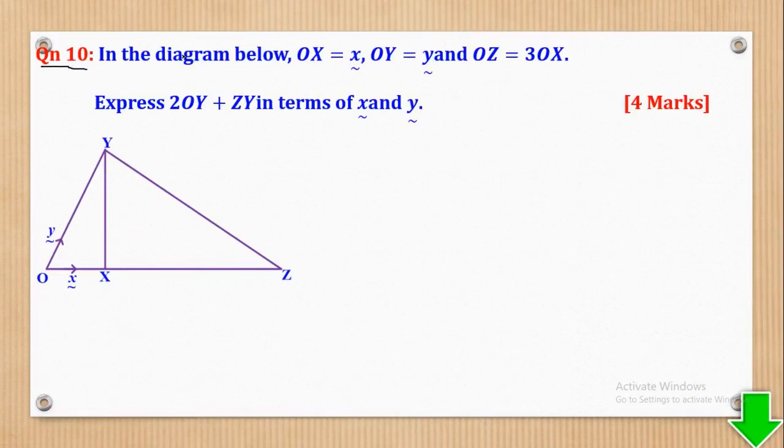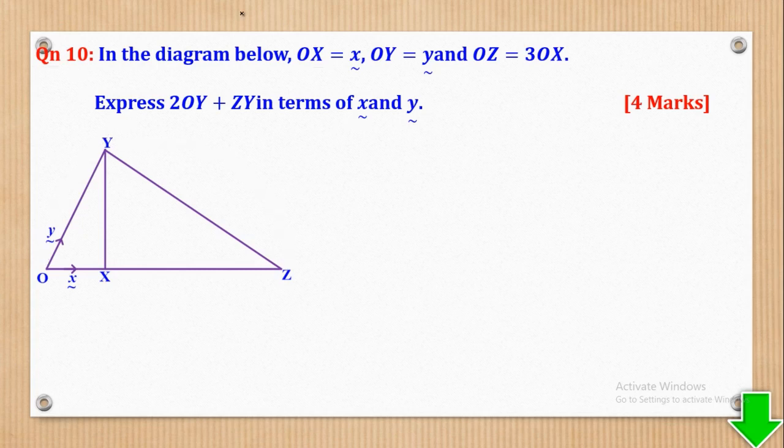Question 10 says that in the diagram below, OX is equal to X tilde. This symbol below X is what we call a tilde, T-I-L-D-A, and it represents that the value is a vector. Then OY is equal to Y tilde and OZ is equal to 3OX. Express 2OY plus ZY in terms of X tilde and Y tilde. So this is the diagram. They want 2OY plus ZY.